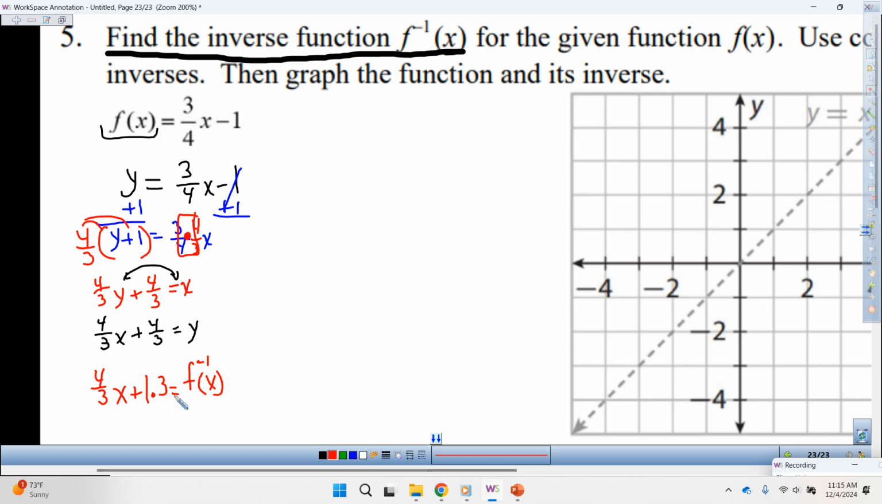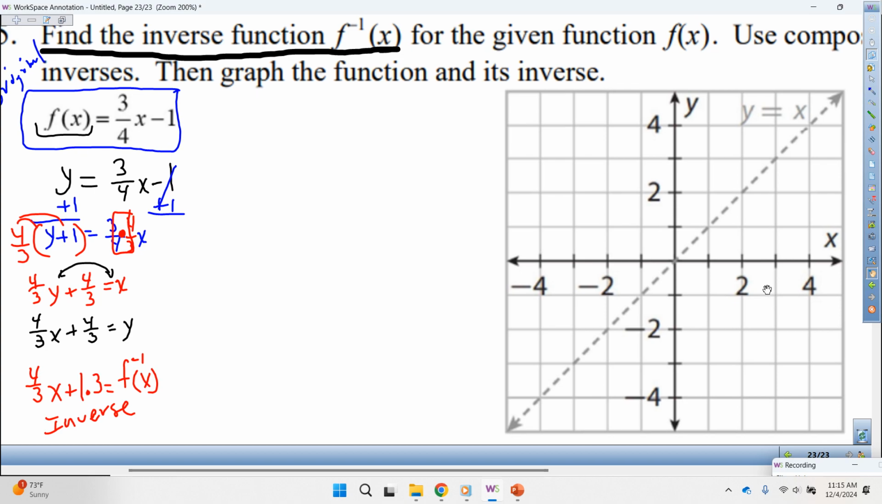So now that we found the inverse, this is the inverse. Label it inverse. And of course, the original I'm going to do in blue, box it and put OG or original. So let's graph the one in blue first.